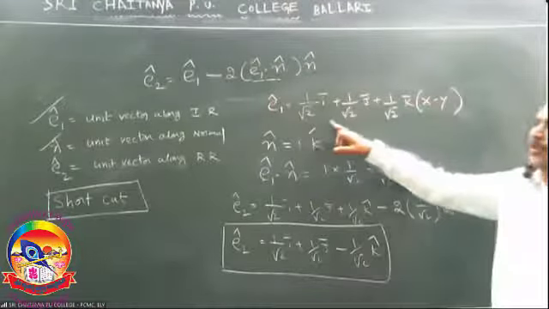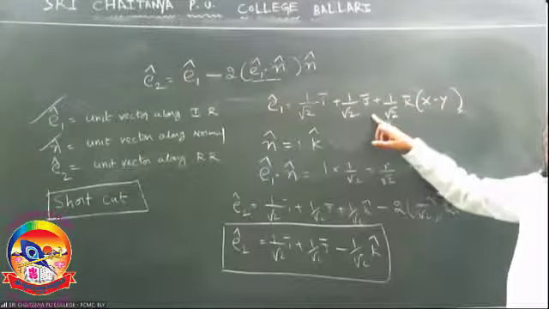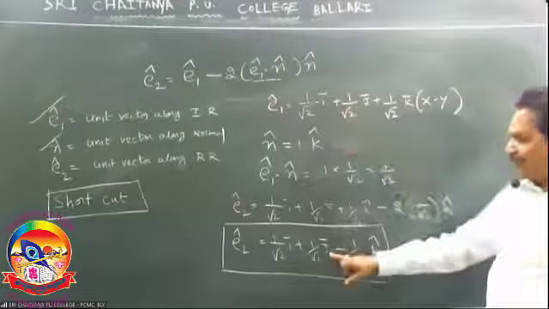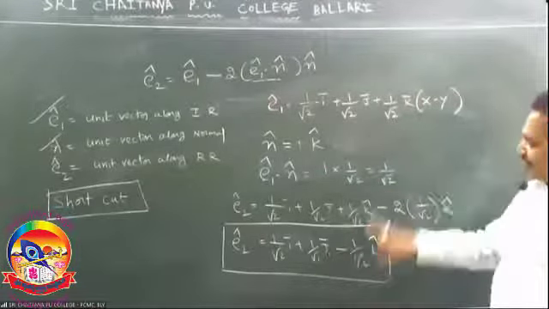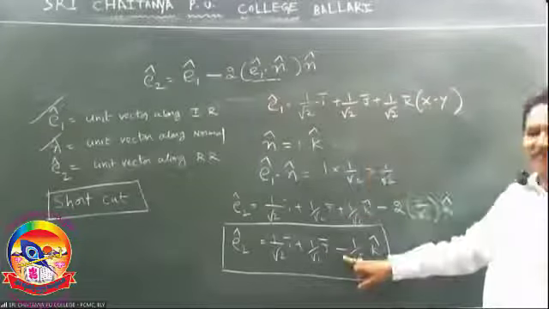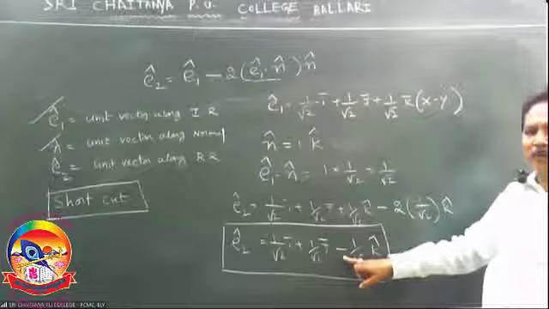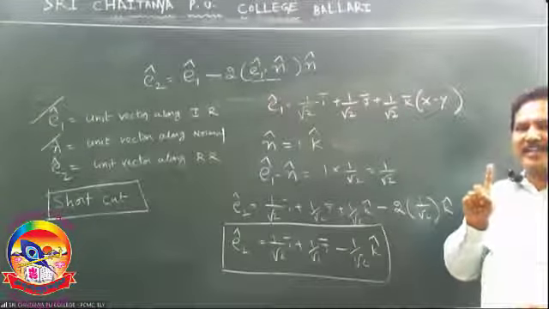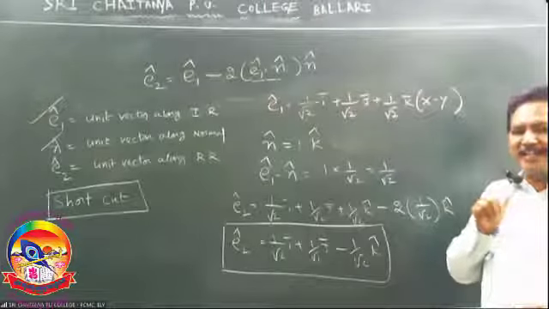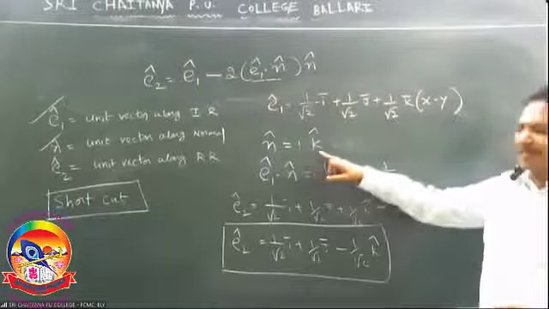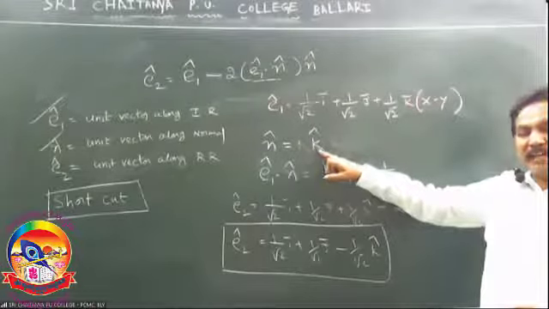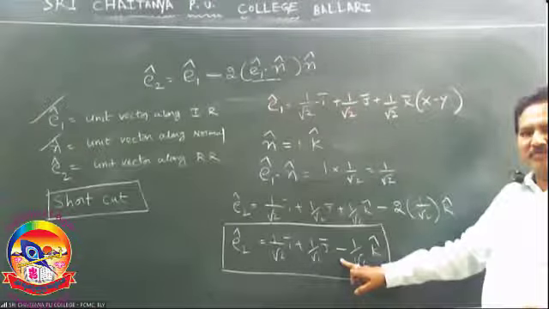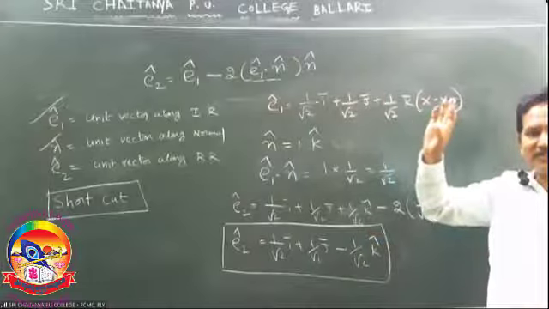E1 cap is equal to 1 by 2 I bar plus 1 by 2 J bar plus 1 by 2 K bar. X same, Y same, Z magnitude same, opposite sign. There is only one component whose direction changes. Which component changes? The one parallel to the normal. Normal is what? K bar. The K bar sign we have to reverse. That's all. No need to do this entire thing.